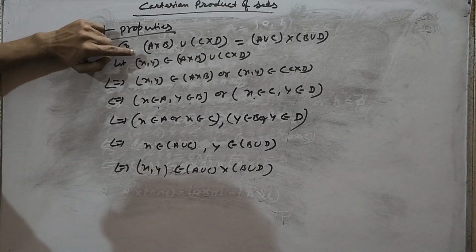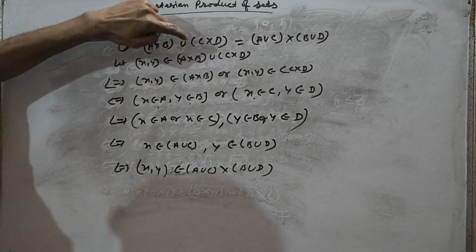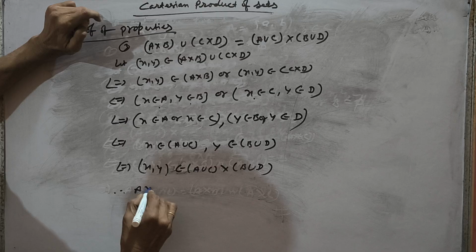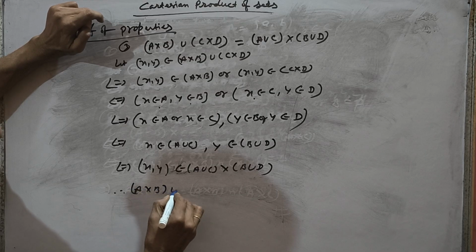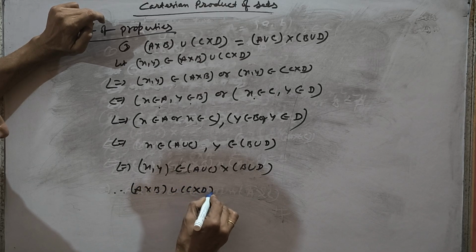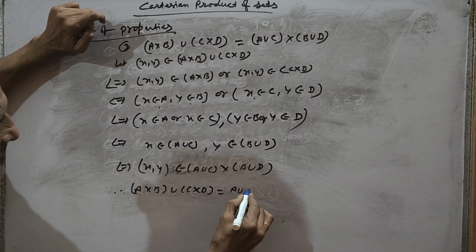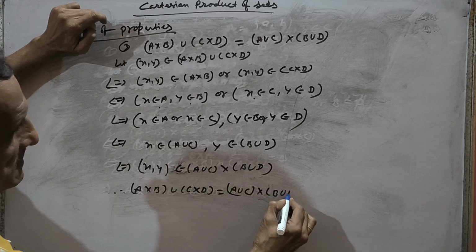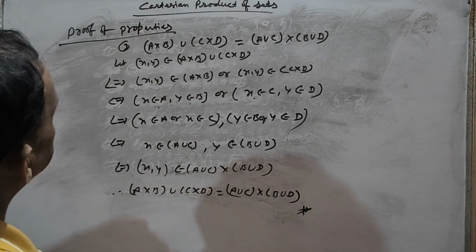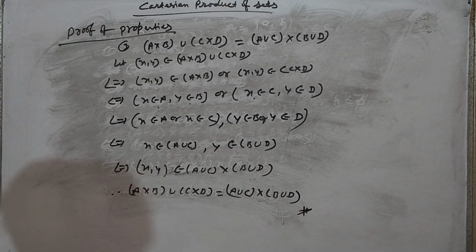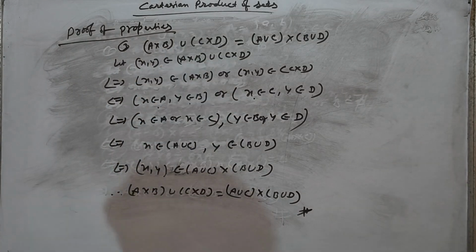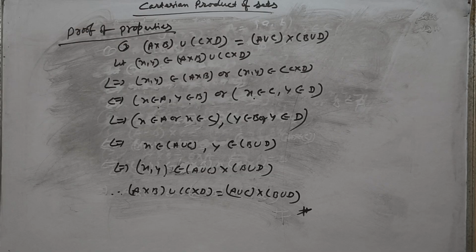See, where I have started: the ordered pair (X, Y) belongs to this. Therefore, (A cross B) union (C cross D) is equal to (A union C) cross (B union D). This is number 3. Number 4 is exactly similar, only you change the sign from union to intersection. You can do it yourself, so I will do the next number.